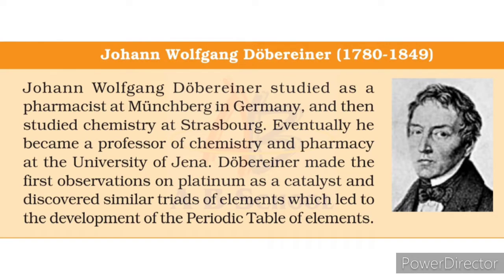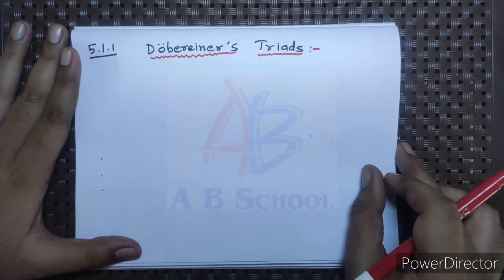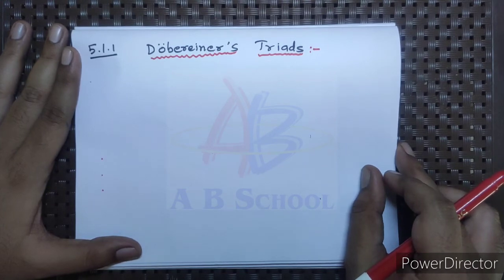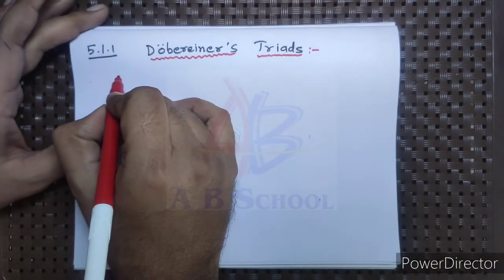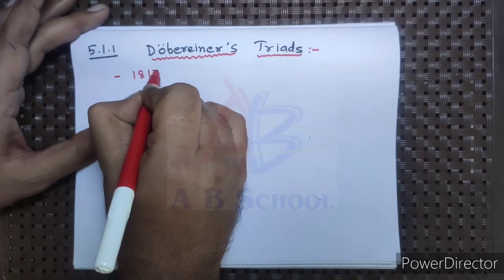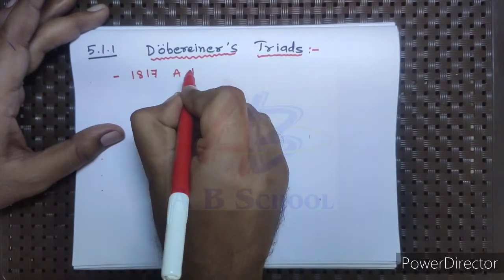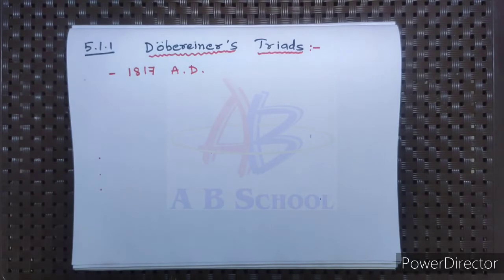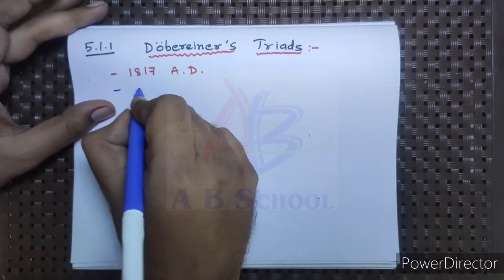Johann Wolfgang Döbereiner was a German pharmacist and chemist. He worked as a professor at the University of Vienna. He successfully classified elements in triads, popularly known as Döbereiner's triads. 5.1.1 Döbereiner's triads. In the year 1817 AD, there was a German chemist named Johann Wolfgang Döbereiner.